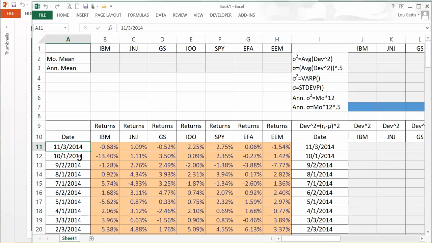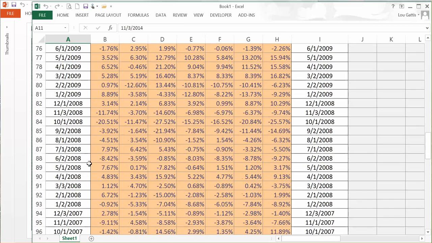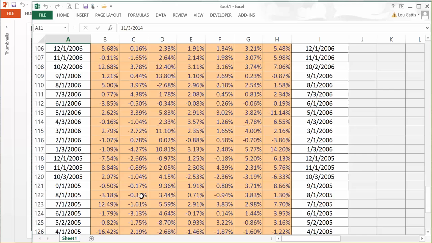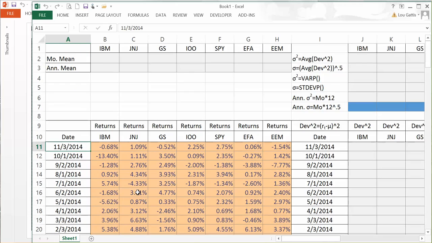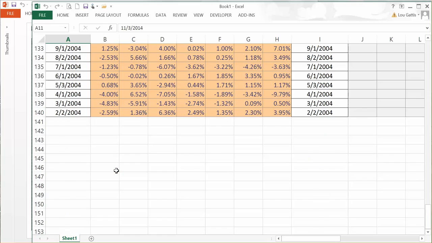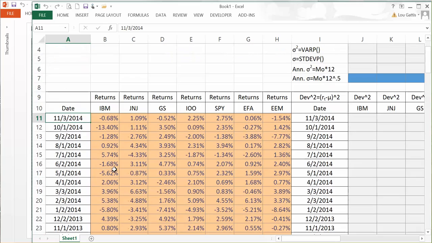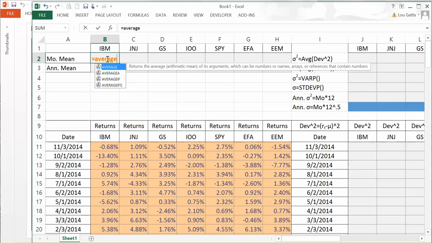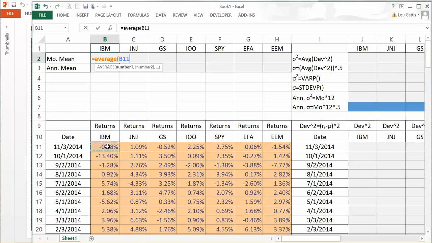And the data is from 11/3/2004 to 2/2/2014. I'm sorry, 11/3/2014 to 2/2/2004. And I already calculated returns from that data, just using simple discrete returns from Yahoo Finance. So let's calculate the means, the mean monthly return for these assets.